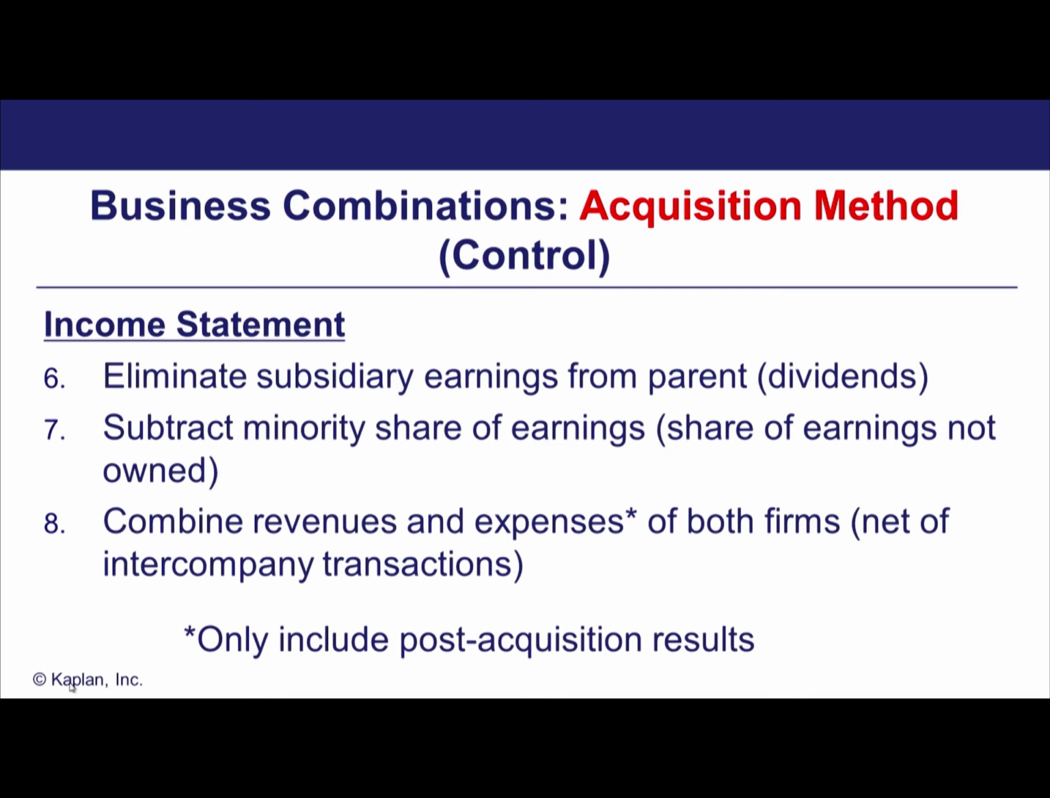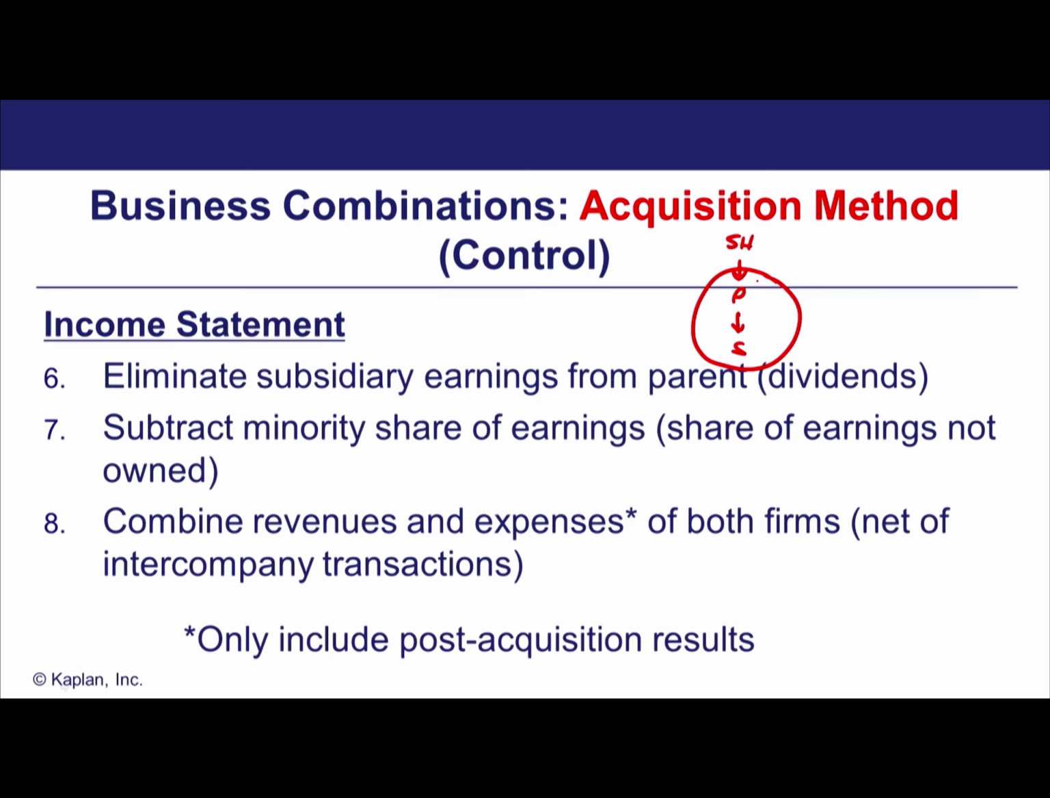Remember, we're trying to create the illusion in the group accounts that these were one entity. Remember, we've got essentially the shareholders that own the shares in the parent owns the shares in the subsidiary, and we're presenting the group accounts using the acquisition method as if parent and subsidiary were one combined entity. And therefore, any intercompany sales need to be removed. So we're going to knock out any intercompany sales.